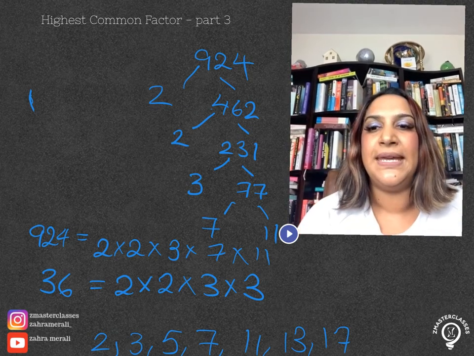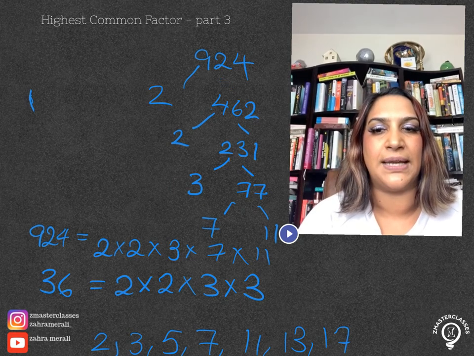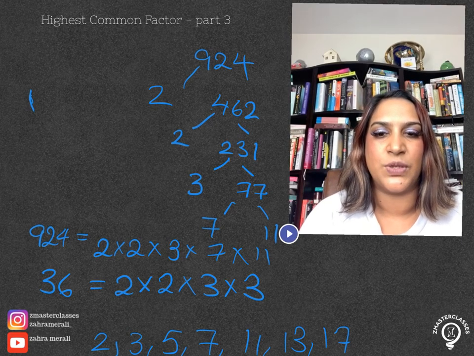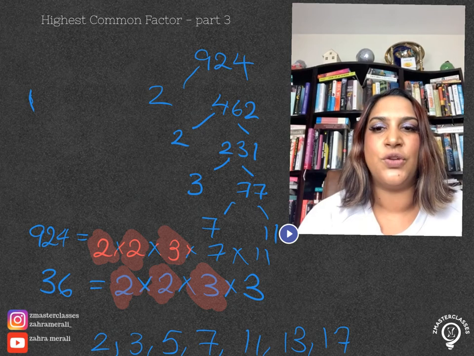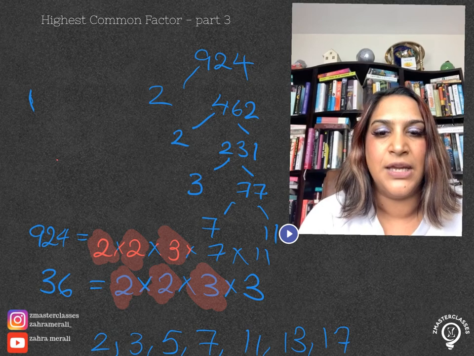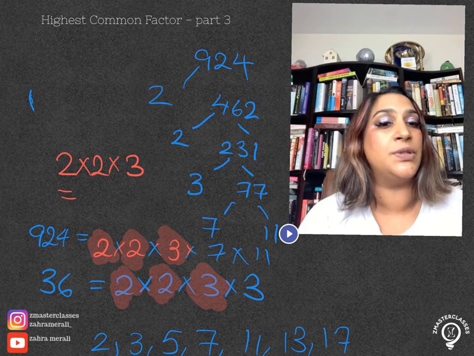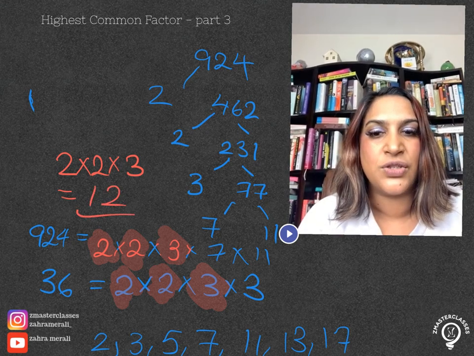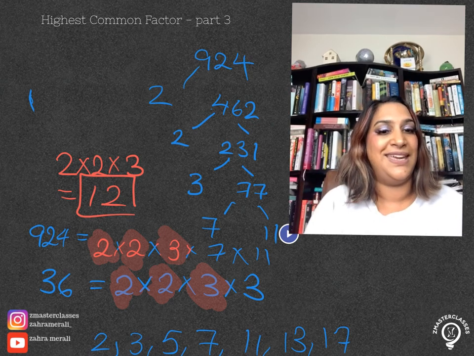So what we do is we look for the numbers that are the same. So we're saying, what is the same between these two numbers? We've got 2 is the same. There's another 2 that's the same. And there's a 3 that's the same. So this tells us that the highest common factor must be 2 times 2 times 3, which gives us 2 times 2 is 4, 4 times 3 is 12. So the highest common factor of 924 and 36 is 12.